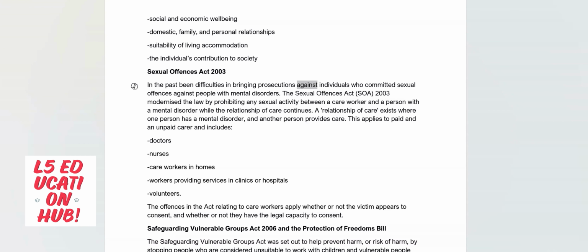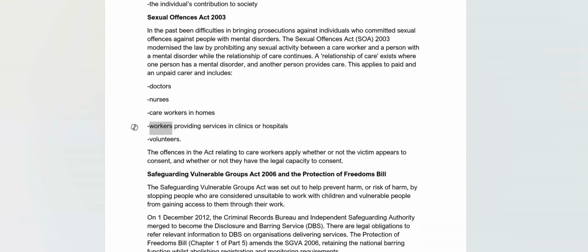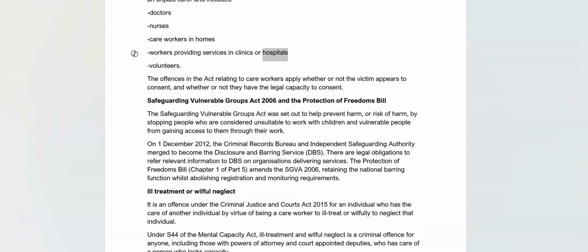Sexual Offences Act 2003. In the past, there were difficulties in bringing prosecutions against individuals who committed sexual offences against people with mental disorders. The Sexual Offences Act, SOA, 2003 modernized the law by prohibiting any sexual activity between a care worker and a person with a mental disorder while the relationship of care continues. A relationship of care exists where one person has a mental disorder and another person provides care. This applies to paid and unpaid carers and includes doctors, nurses, care workers in homes, workers providing services in clinics or hospitals, and volunteers. The offences in the Act relating to care workers apply whether or not the victim appears to consent, and whether or not they have the legal capacity to consent.